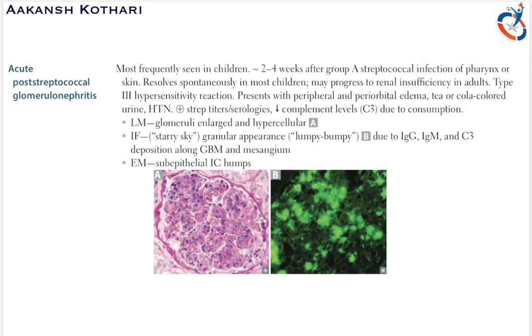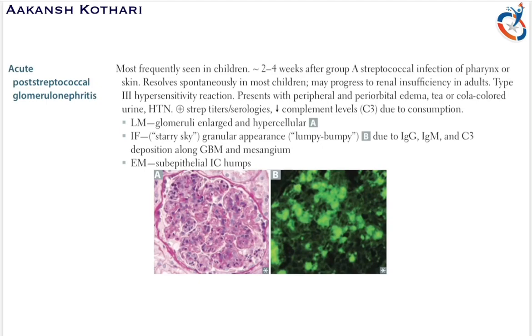Is this clear? Now, this infection is a type 3 hypersensitivity reaction. What are the hypersensitivity reactions? I'll cover that in the module on hypersensitivity, but just remember this is a type 3 hypersensitivity reaction. It presents with peripheral and periorbital edema, that means edema around the eye, cola colored or tea colored urine, that is hematuria, and hypertension.